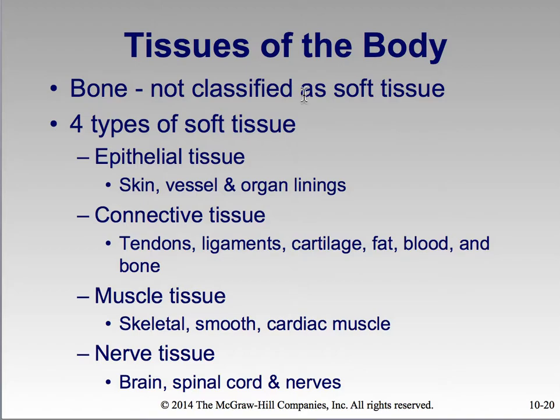Let me go over the different types of tissues of the body. Okay, bone, it's not classified as a soft tissue. It's a hard substance, right? So it is a live tissue, but it's not a soft tissue. So the 4 different types of soft tissue, as we see throughout here, the ones that we really talk about is the muscle tissue, the skeletal.